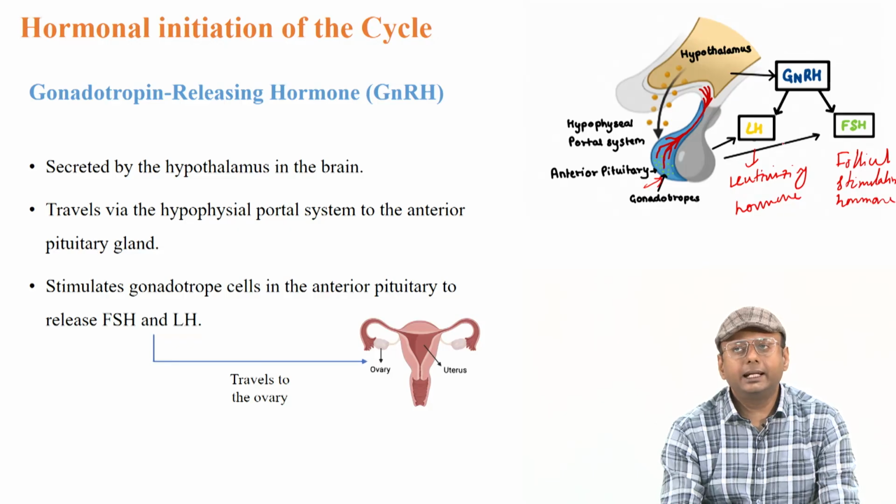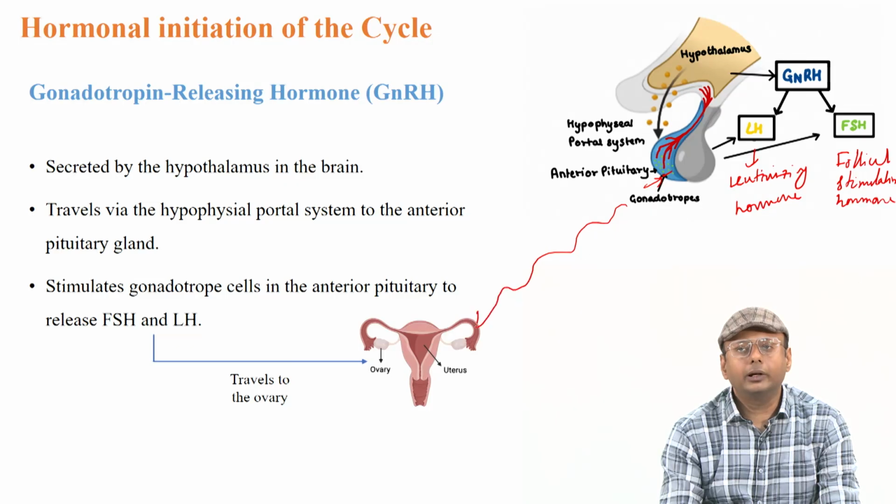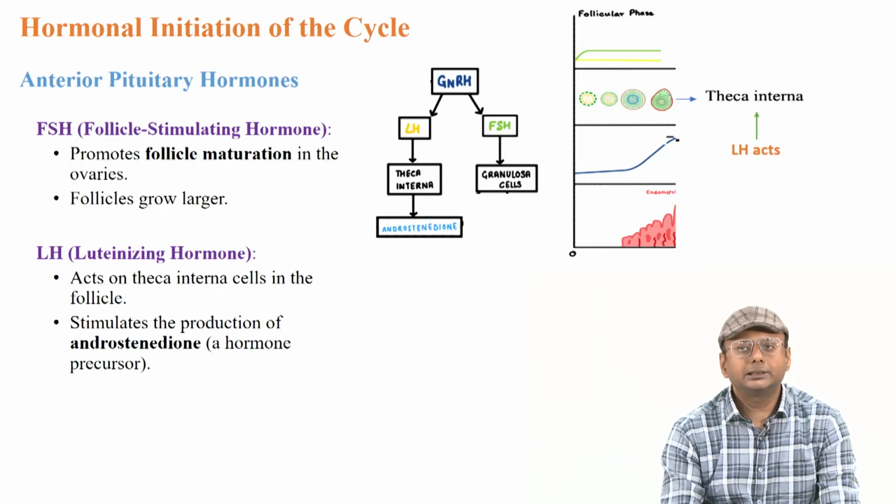Then, once this LH and FSH get secreted from the anterior side of the pituitary, they travel via the bloodstream to the ovary. So these two hormones, LH and FSH, come to the ovary, and there the ovarian cycle starts. Let's see how it starts and what the different roles of these hormones are. FSH, as you can see by the name, is called follicle stimulating hormone, and what FSH does is stimulate egg maturation and follicle formation.